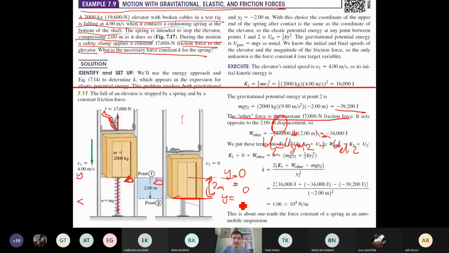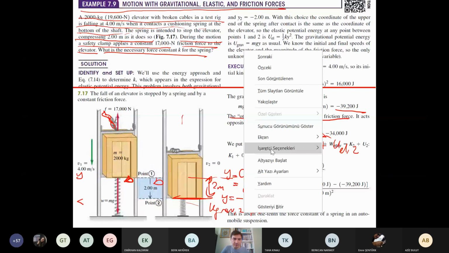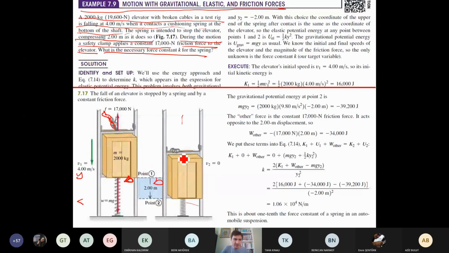Then let's continue. What about the work done by the friction force during this movement? So there is a friction force in the upward direction due to the safety clamps here, okay? So the displacement is in the downward direction, but the friction force is in the upward direction. Then V other, due to the friction, is given with minus F times displacement, minus 34,000 joule, and just write the equation.